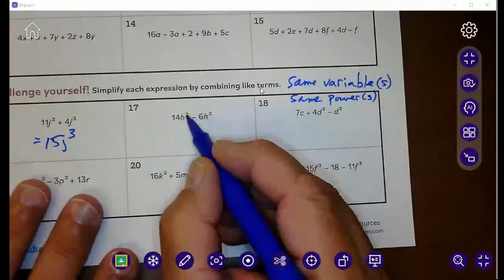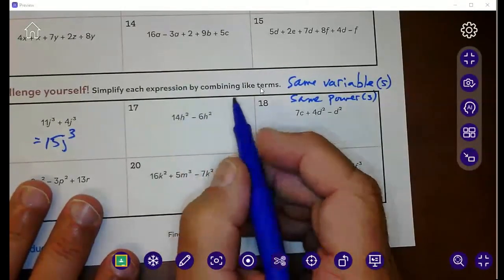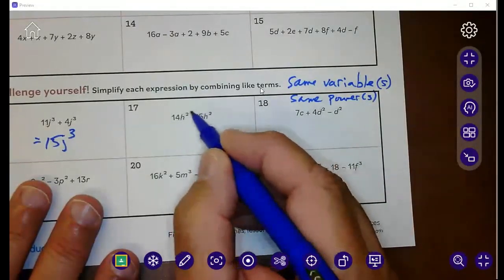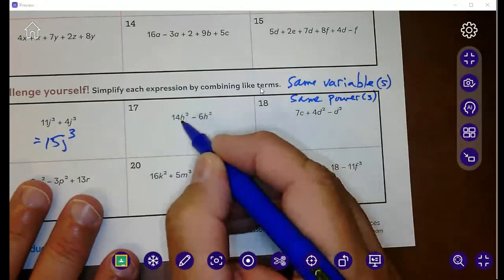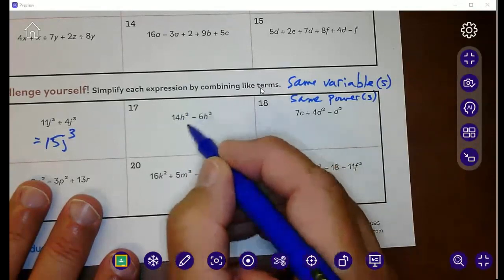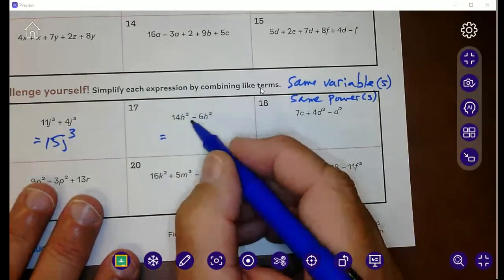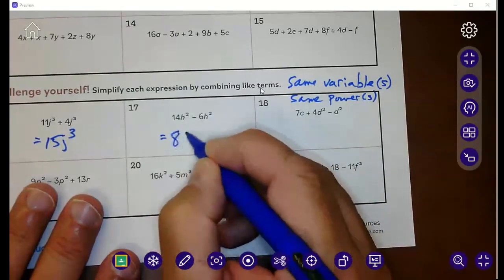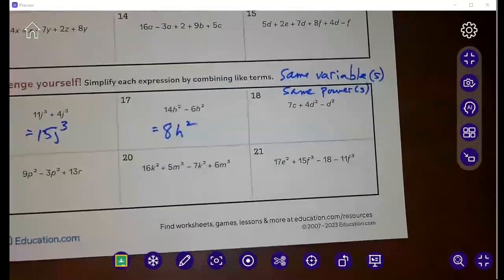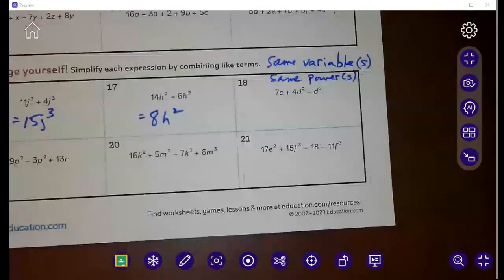On number 17, again, we have two terms. Both of those have an h term that's being squared. And so those are like terms because they have the same variables to the same powers. So the 14 and the -6 can be put together, and that gives me 8h squared. Okay.